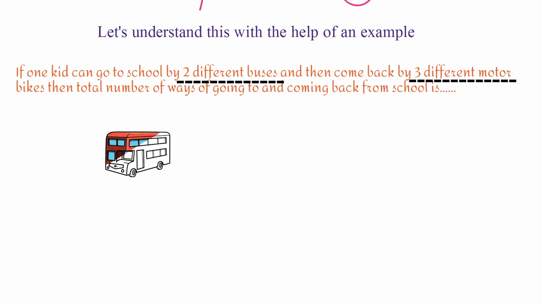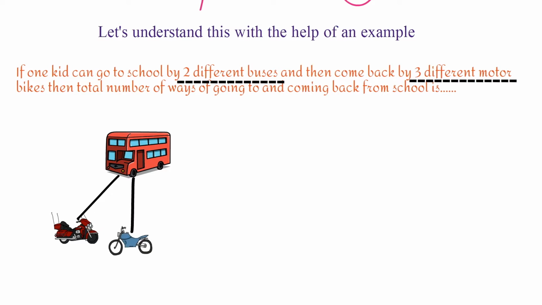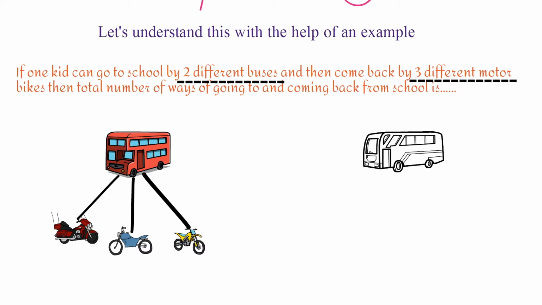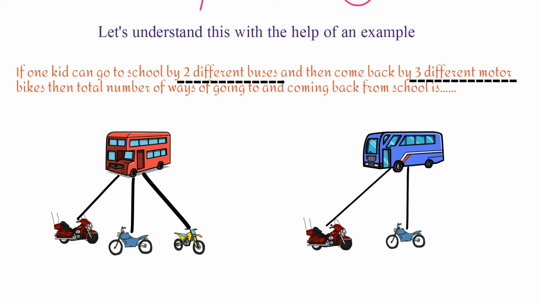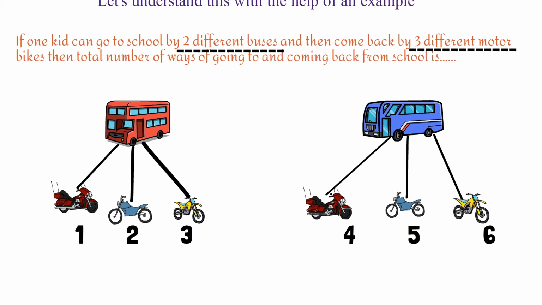Let's assume he opts for the first bus and then comes back by, say, the first bike. Second possibility is the same bus but he comes back by, say, the second bike. Third one is the same bus and he comes back by, say, the third bike. Now assume he opts for the second bus, then he can come back by the first bike, second bus by second bike, second bus by third bike. So these are the possibilities. So there are 1, 2, 3, 4, 5, 6 different ways.